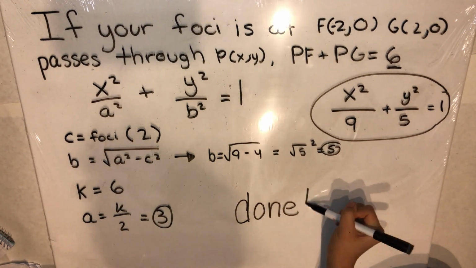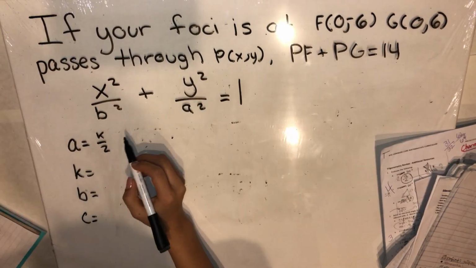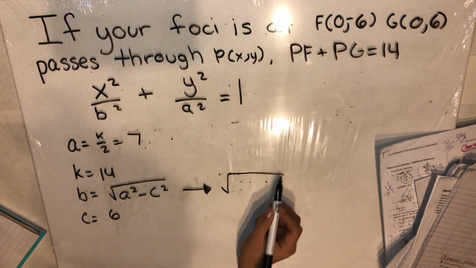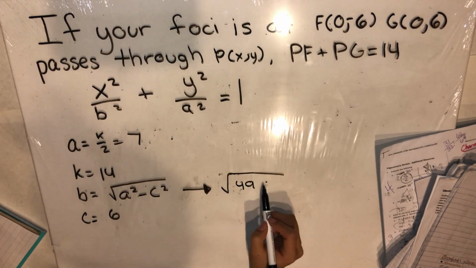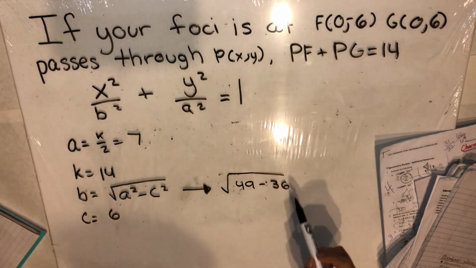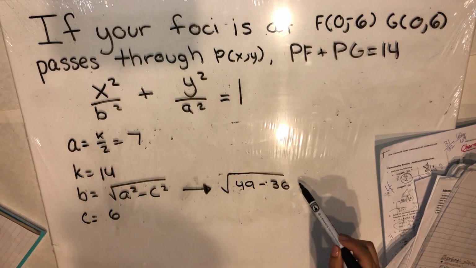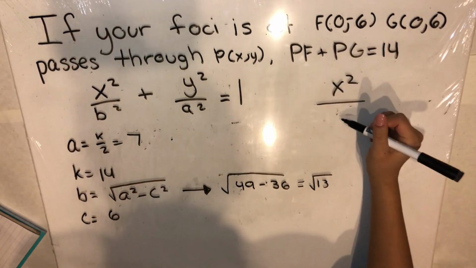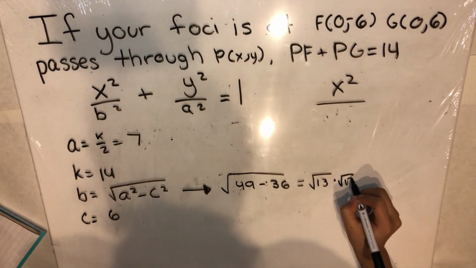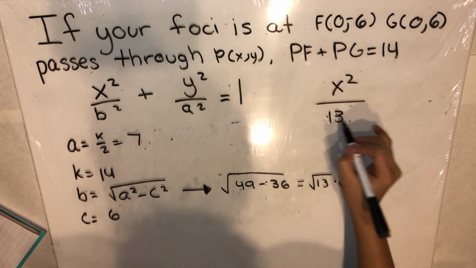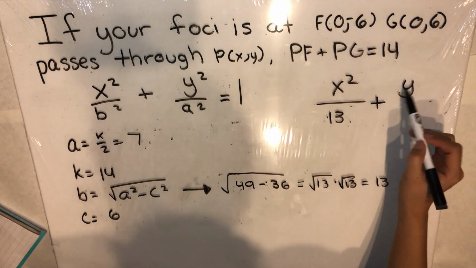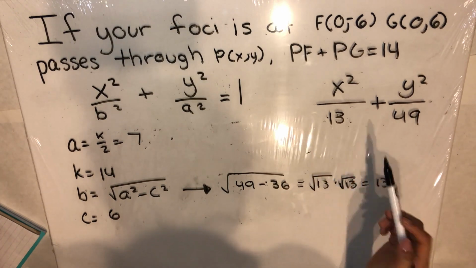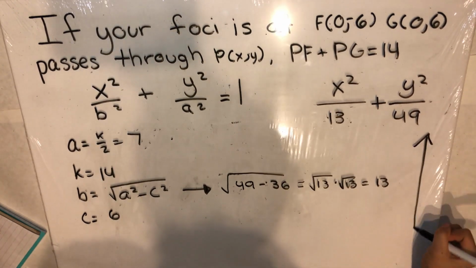This is a horizontally stretched ellipse. Looking at this equation, we are solving for a vertically stretched ellipse. So we have found A, K, C. Now we're finding B, which ends up being the square root of 13. Now with all this information, we can put it together to form the equation of our ellipse. Squaring the square root of 13 gives you 13, and 7 squared gives you 49.